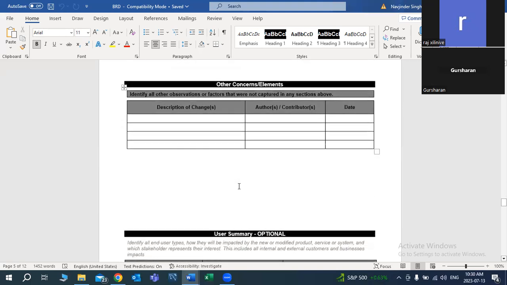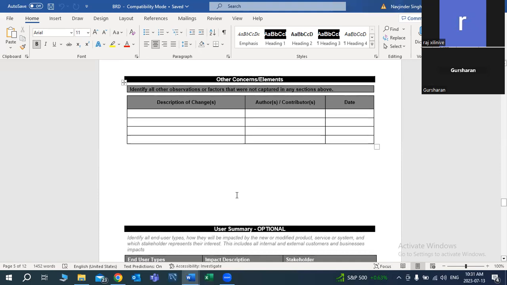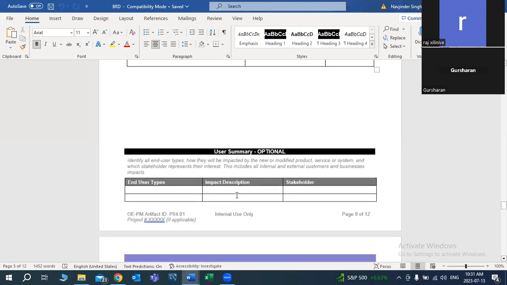Next, if there are any changes to be made, those changes have to be updated over there. And whoever has proposed the changes, those details you have to mention under the author and contributor, followed by the date. Understood?